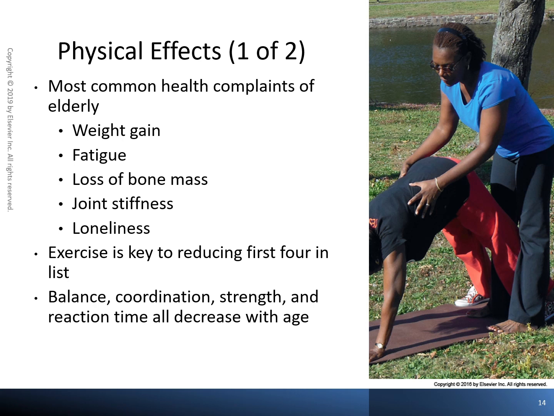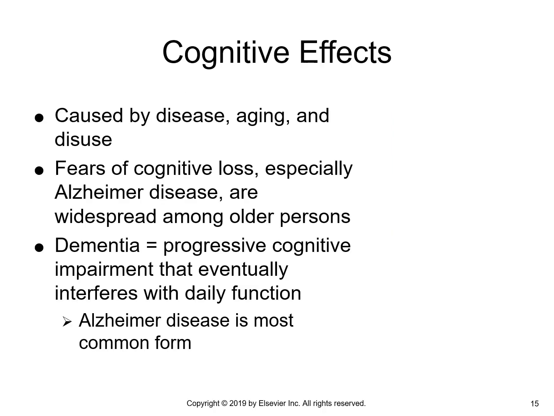So, balance, coordination, strength, and reaction time all decrease with age. Okay, nobody wants to watch 80-year-olds play basketball. That's because balance, coordination, strength, and reaction time all decrease with age. Right. Cognitive effects, disease, aging, and disuse. Okay. And so that involves imbibing chemical substances to alter brain perceptions. Yeah, drugs and alcohol. Okay.